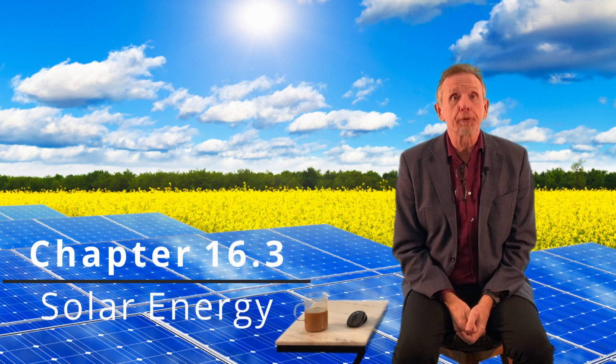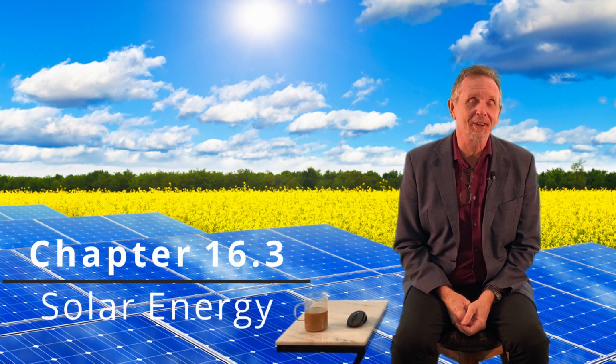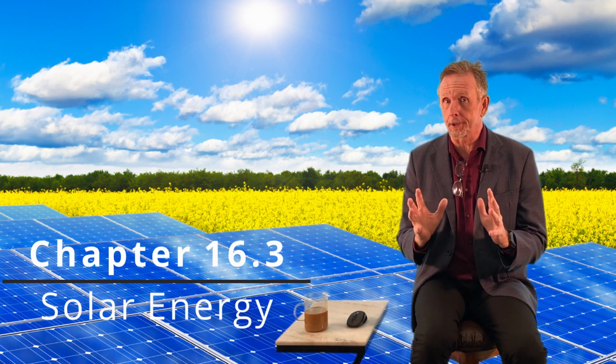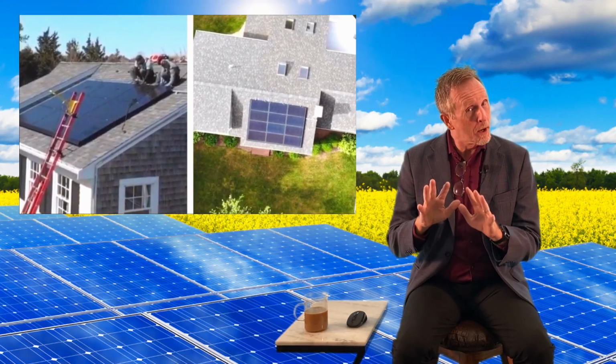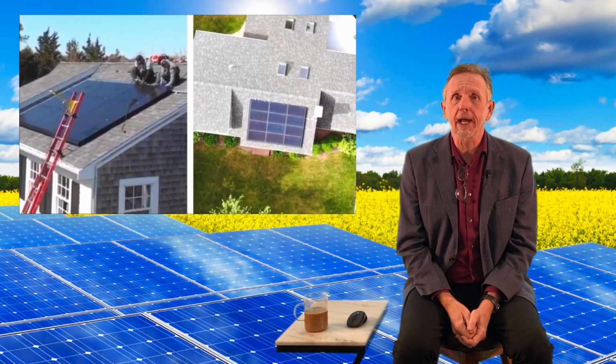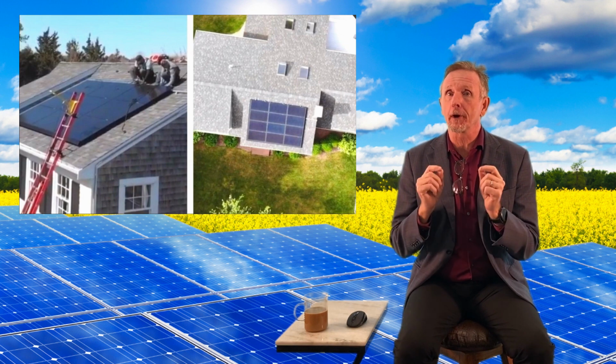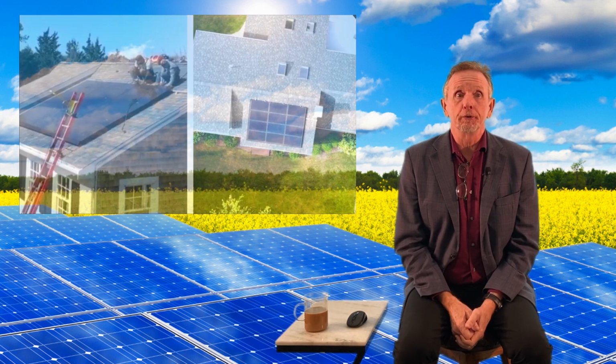Alrighty, here we go for Chapter 16, Section 3, Solar Energy. Very simply, what we're going to look at today, we're going to talk about passive solar energy, active solar energy, and photovoltaic cells. Now, the cost of using sunlight to produce electricity is falling rapidly. New technology coming along, we're getting better and better at making them, and this is good news for everybody. So let's go ahead and jump in and take a look at these.